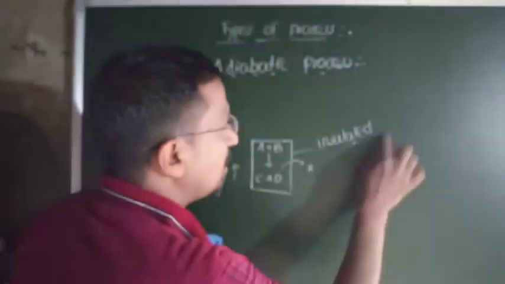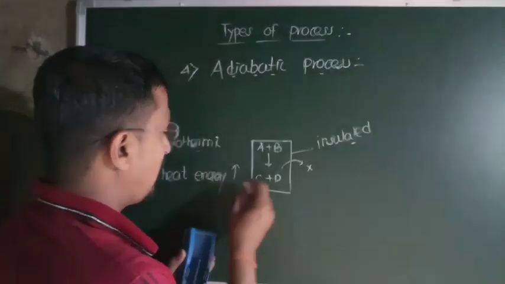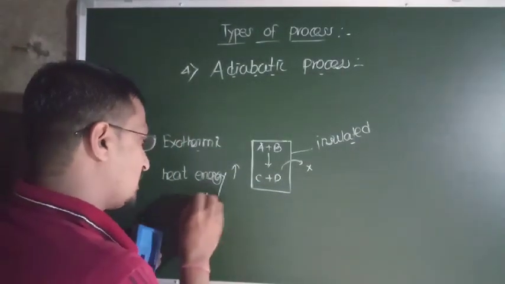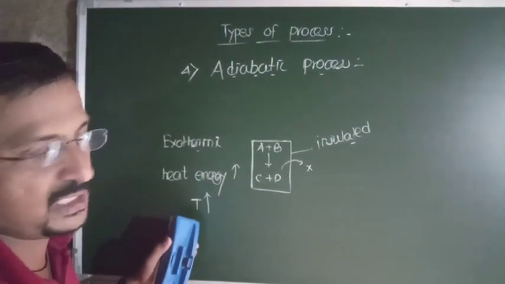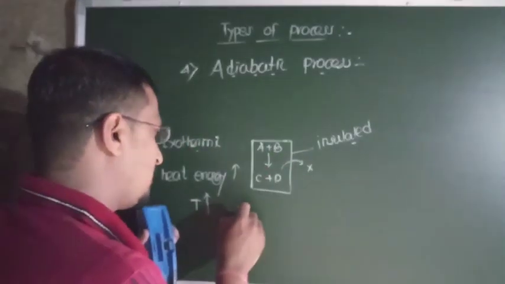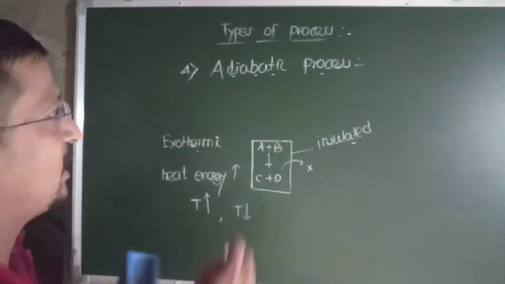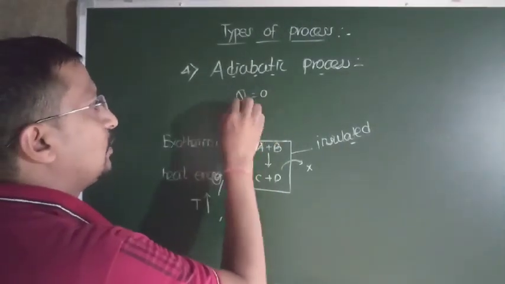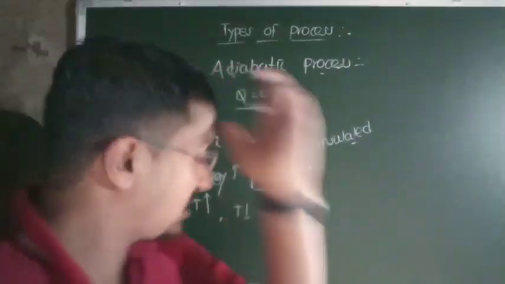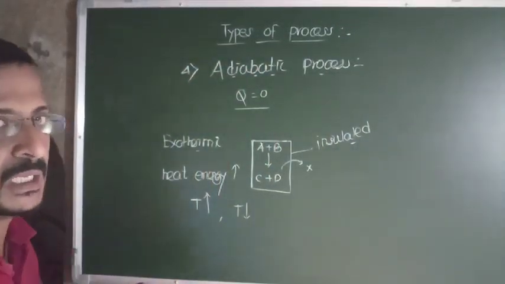Why? Because walls are thermally insulated. And that's why temperature of the system increases. And vice versa, if reaction is endothermic, then temperature of system decreases. So it is the adiabatic process where Q remains 0, which means there is no exchange of heat between system and surrounding.